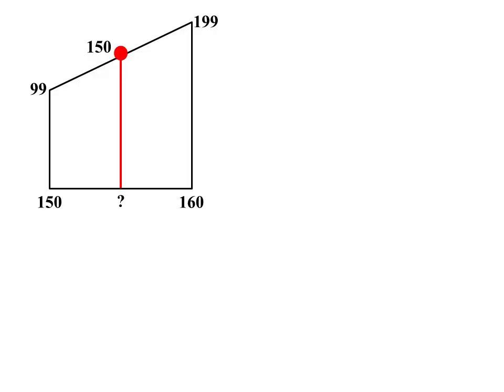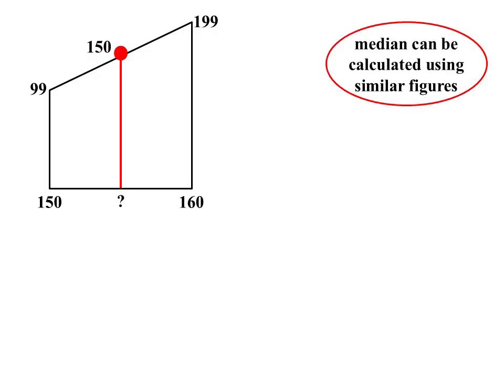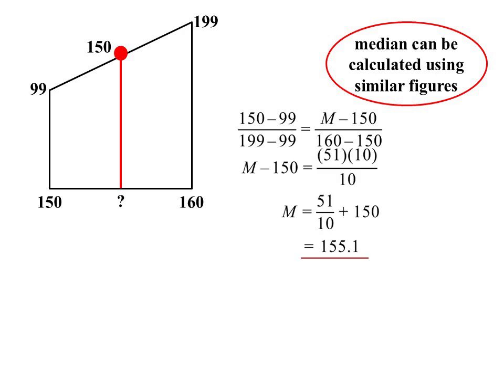Here we go. We hit 150. If I make use of similar figures, I know we have similar trapeziums here. So I know the distance from 150 to 99 over 199 to 99, the small trapezium to the big trapezium, would be the same as the median to 150 over 160 to 150. It's basically just ratio of sides in similar figures. We can calculate that out, and it wasn't 155, but it was very close. It was 155.1 we get as our answer there.